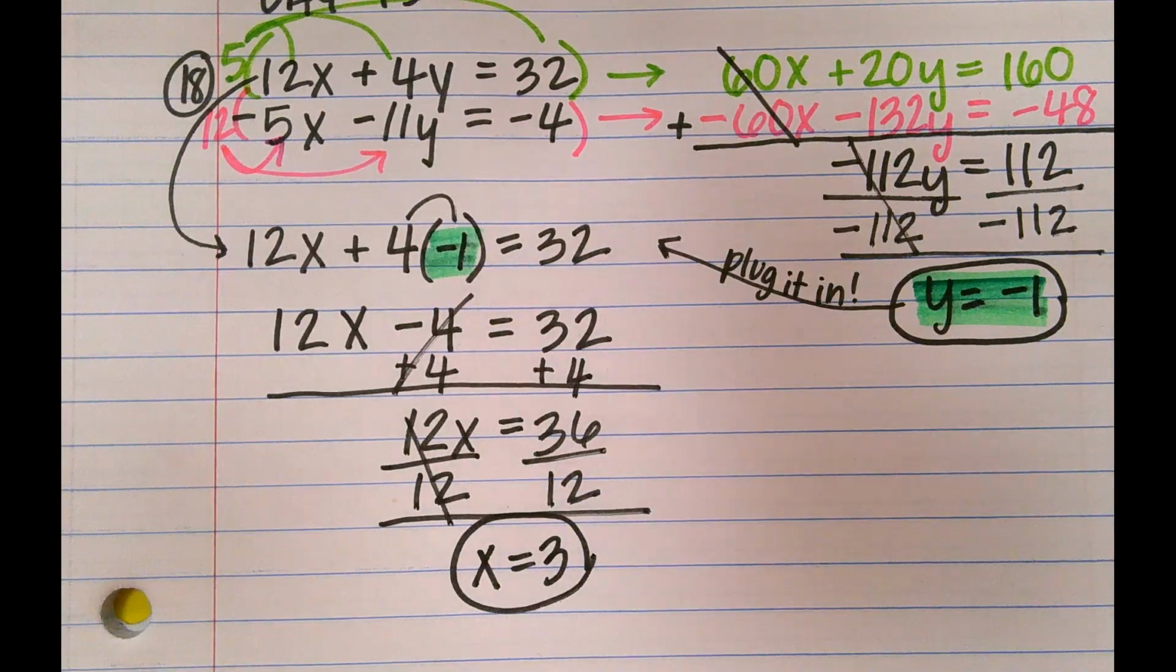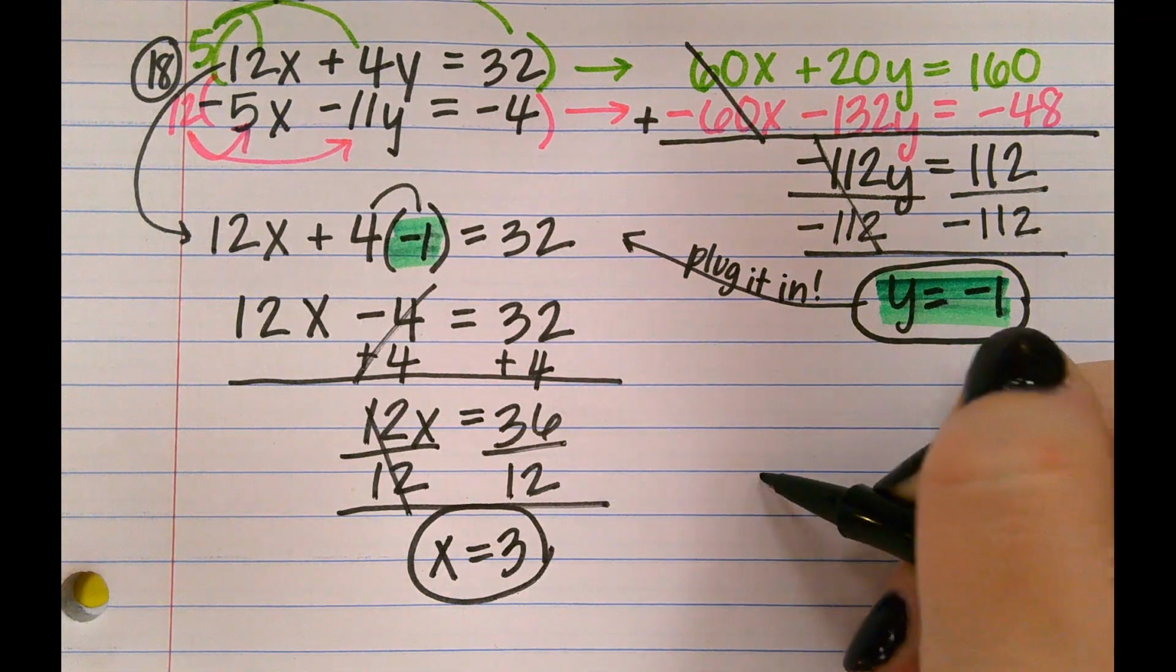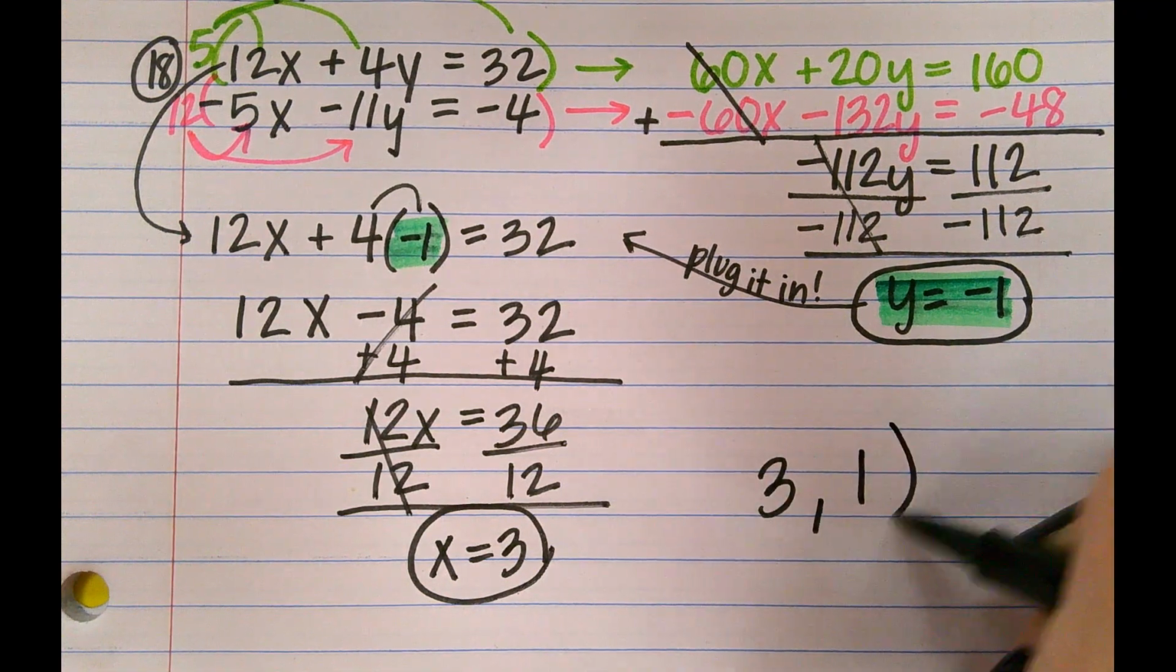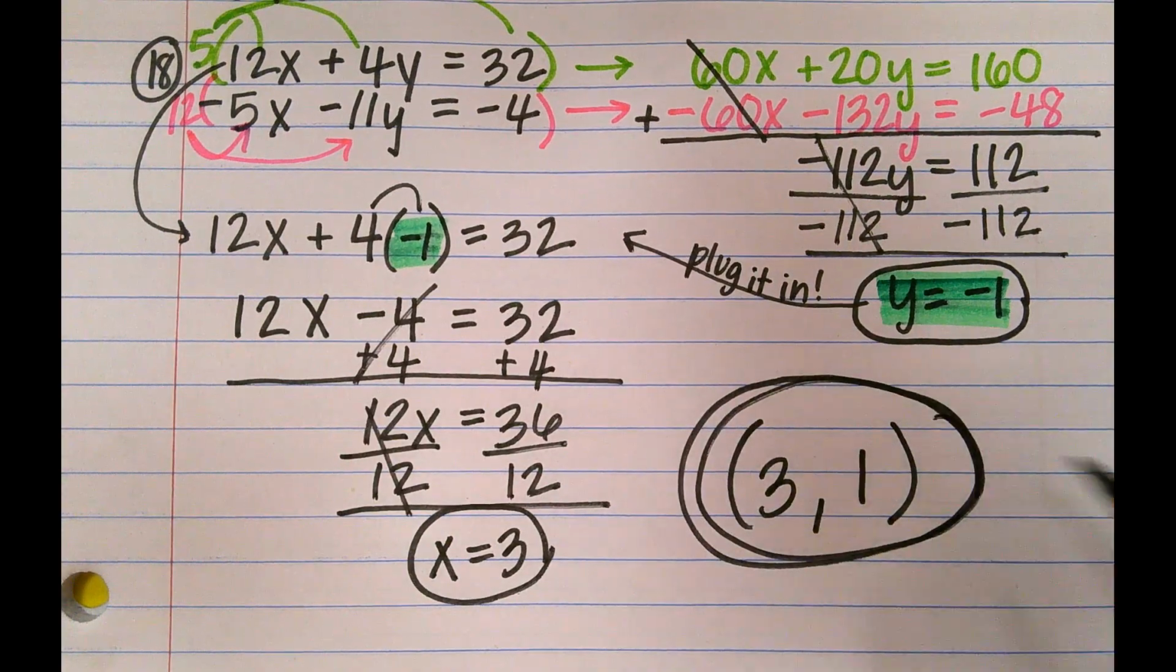Amazing. Now wait. What's my coordinate? 3, negative 1. Yes. That is it, y'all. Good job.